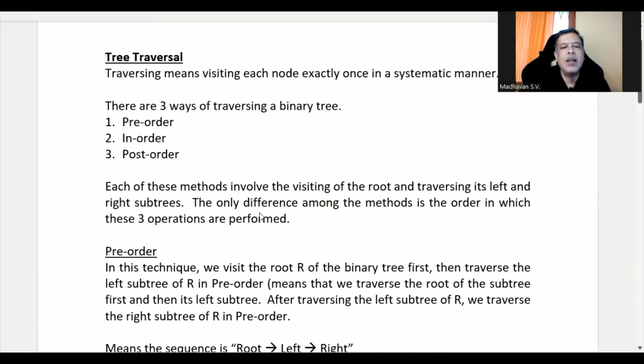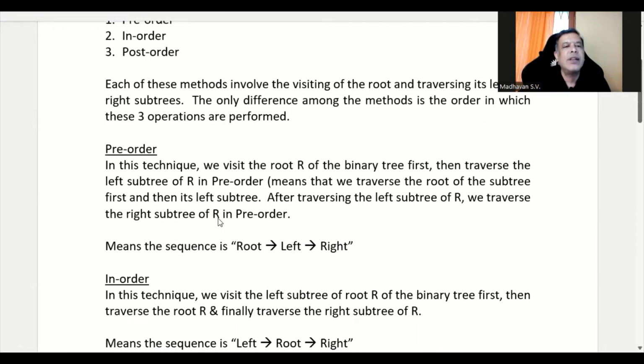The only difference among the methods is the order in which these three operations are performed. First, let us understand pre-order. In this technique, we visit the root R of the binary tree first, then traverse the left subtree of R, that is, traverse it in pre-order. Again, we traverse the root of the subtree first, then its left subtree, and then finally the right subtree. That is how we do it.